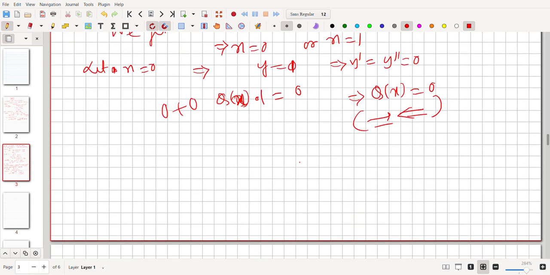Hence let n equal to 1. That means y equal to x. The other part I have already done. So n equal to 0 will contradict, so that means n equal to 1. Hence the if and only if is done. That means this part is also done. Then come to the next question.